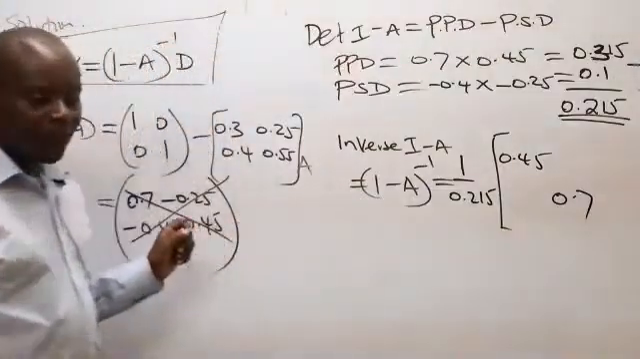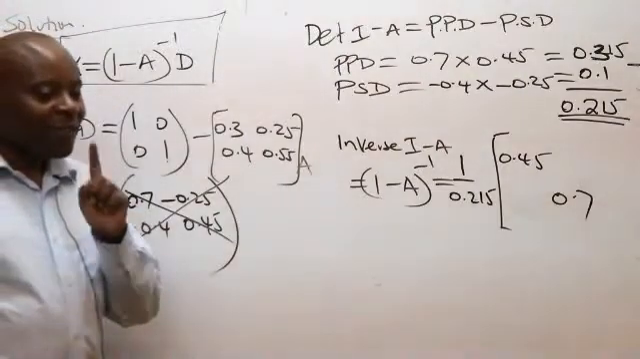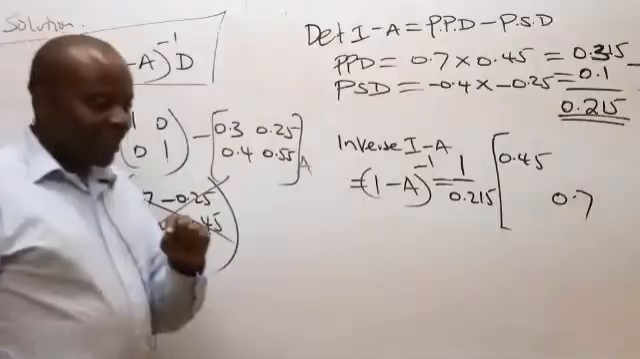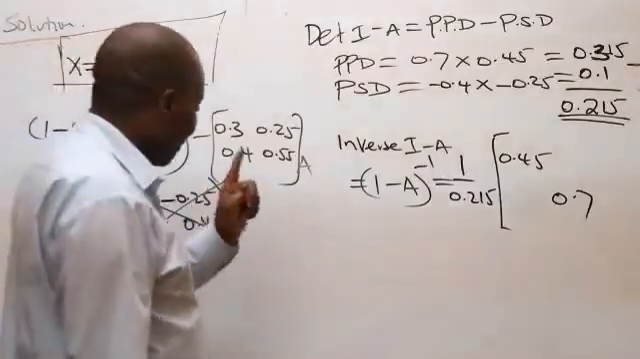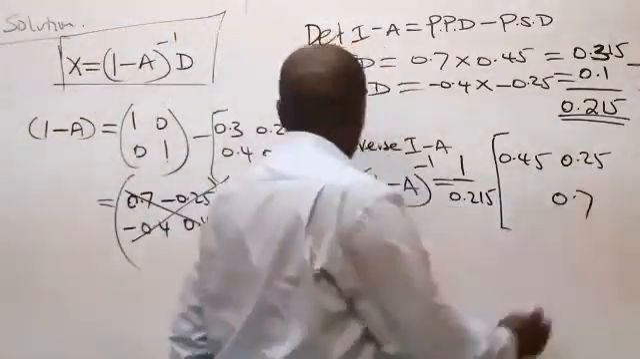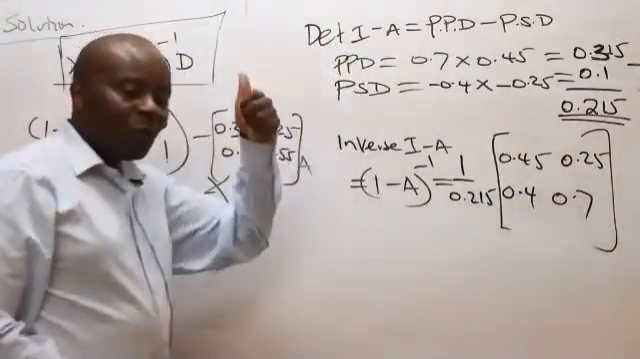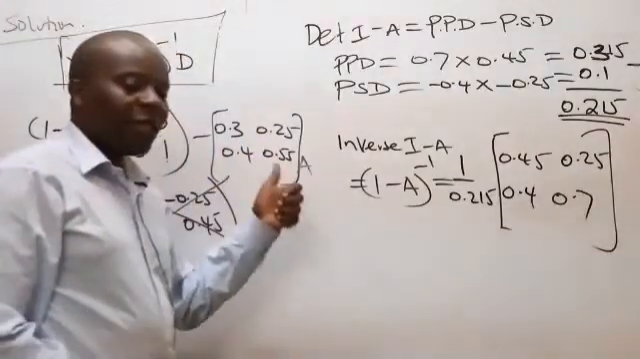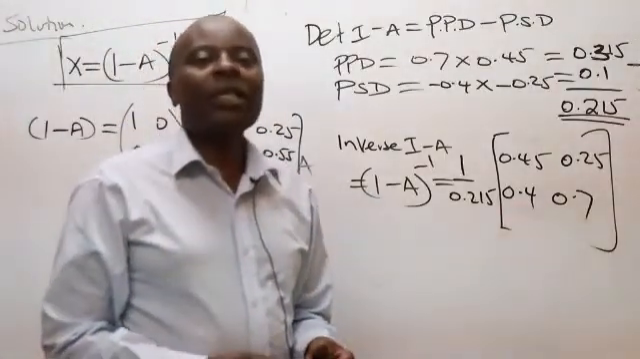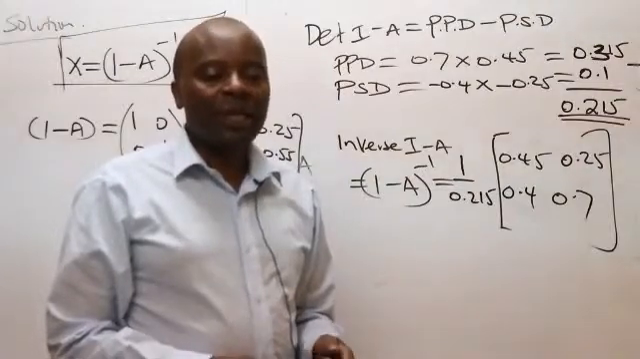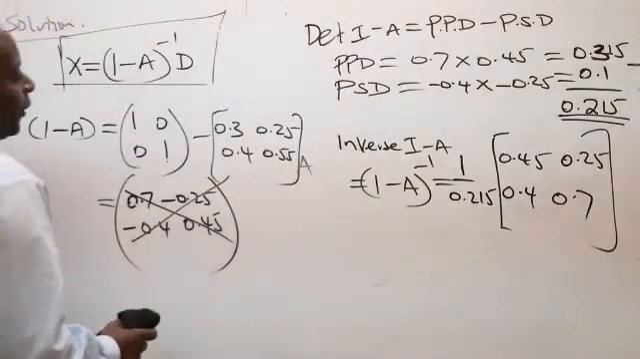How about secondary elements? Yes, secondary elements, we change their signs. We retain their positions, but we change their signs. You can see, ladies and gentlemen, this was negative, so we have here 0.25 and here we have 0.4. Thanks. So now we've been able to get Leontief's inverse matrix. Leontief is the name of the person who discovered the model.